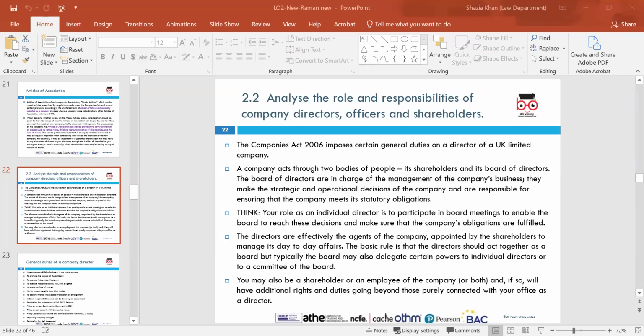So the role of directors, which we had a little bit of a look at earlier as well. The Companies Act 2006 imposes certain general duties on a director of a UK limited company. A company acts through two bodies of people, shareholders and the board of directors. And the board of directors are in charge of the management of the company, as we mentioned earlier.